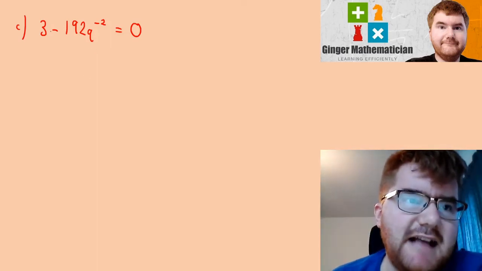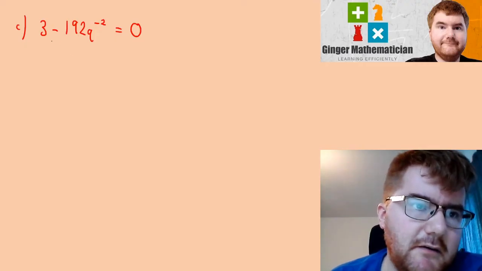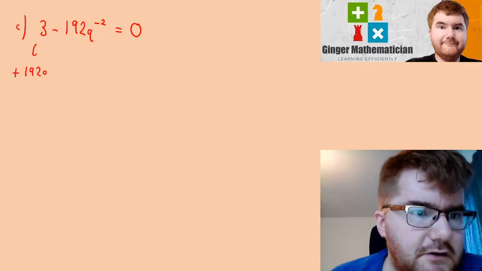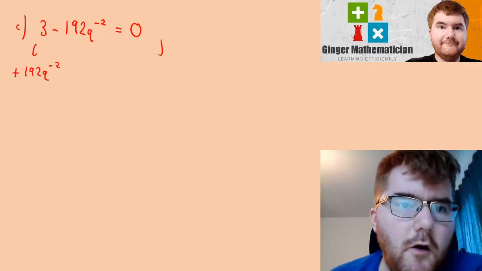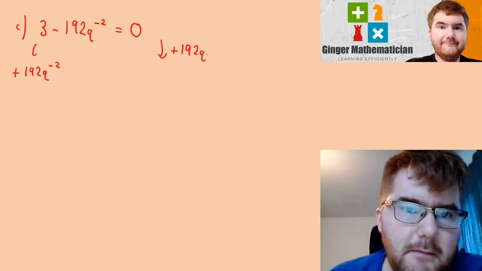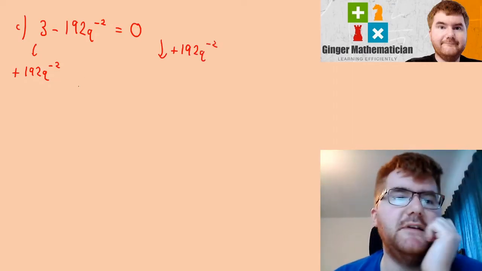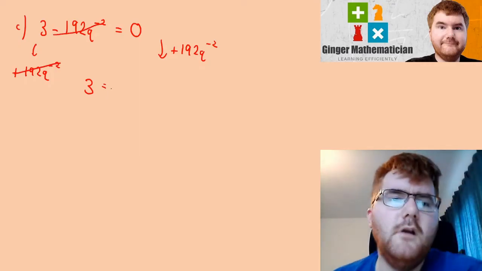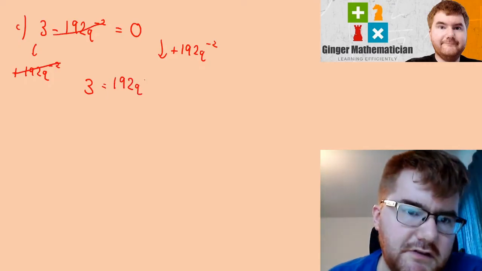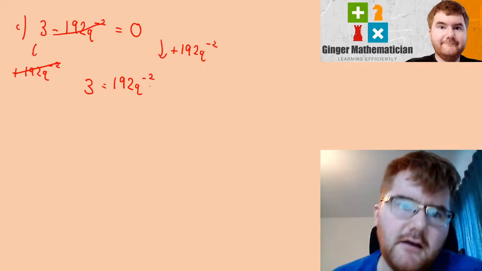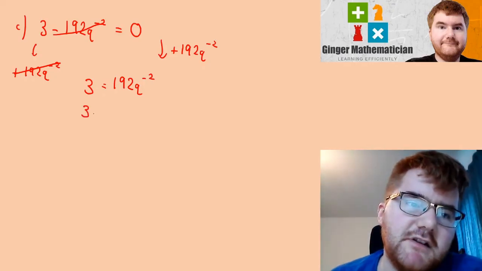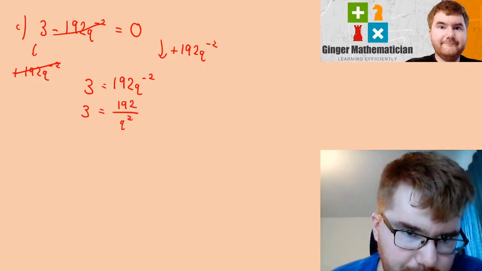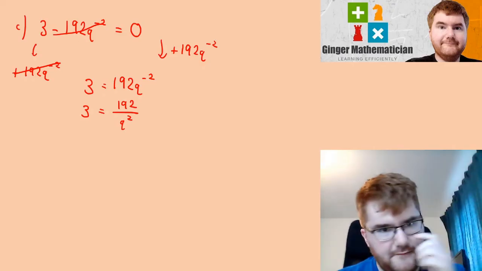So what I'm going to do is add 192 q to the power of minus 2 on both sides. Again, many ways of approaching this. So we get then 3 is equal to, well, this cancels, 192 q to the power of minus 2. Now remember, q to the power of minus 2 can be rewritten as 192 over q squared. So kind of in reverse of what we did for the differentiation.